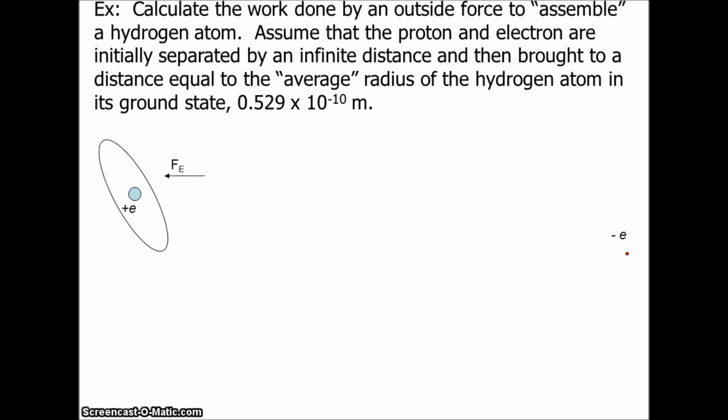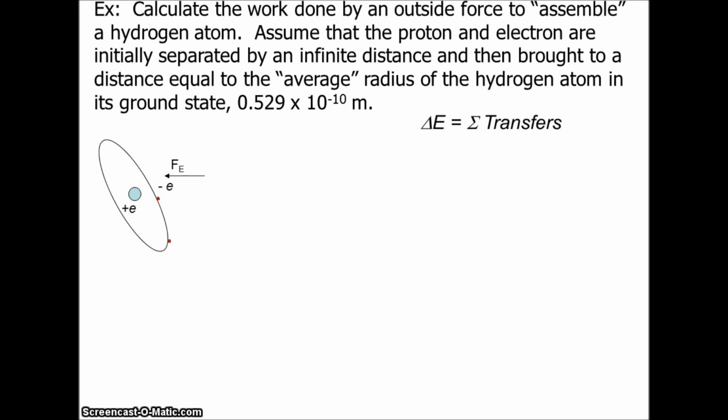Okay, one last problem. Let's calculate the work done by an outside force to assemble a hydrogen atom. So a hydrogen atom consists of a proton, and I'm going to say that has a charge of positive e, e symbolizing the charge on an electron. And I'm going to bring in this electron from infinity somewhere and put it into this hydrogen atom. And when the electron's in its ground state, its distance from that proton is 0.529 times 10 to the negative 10th meters. So put it in here and it starts zipping around, let's say.